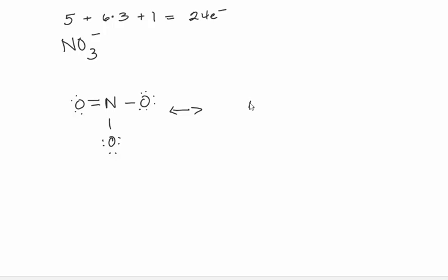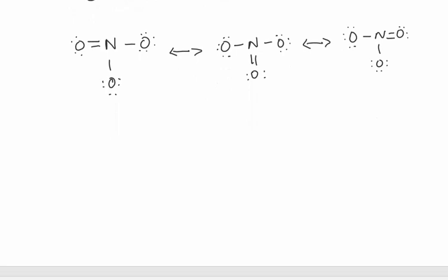We need to count all of our valence electrons. Nitrogen comes in with 5, each of the oxygens comes in with 6, and then we have 1 electron for our charge. So we have a total of 24 electrons for this anion. To draw all of the resonance structures, we start with our central atom and then bond our terminal atoms. I'm just going to start with the double bond over here on the left, and then that double bond rotates. You do need to show all 3 of the resonance structures.